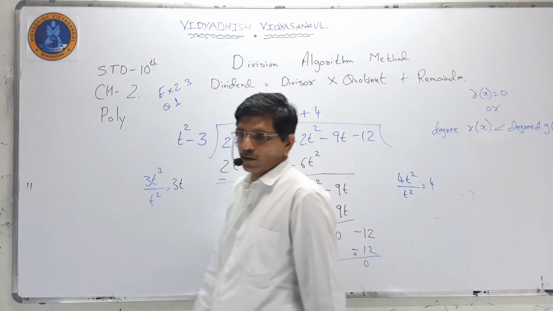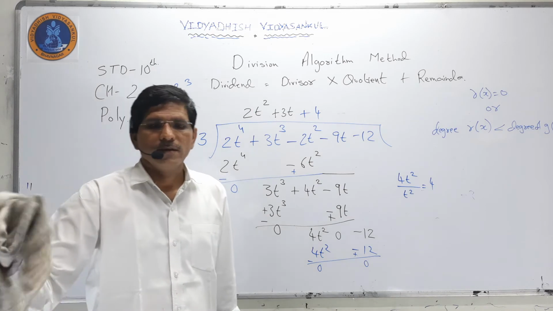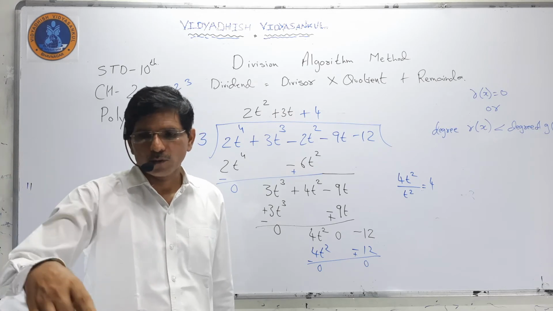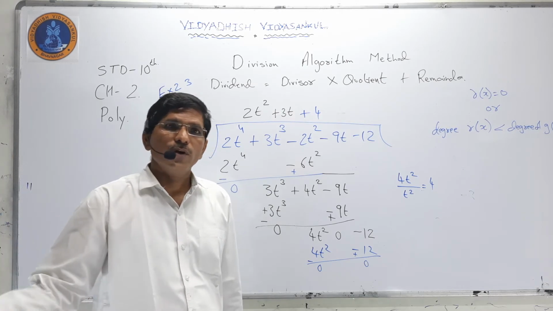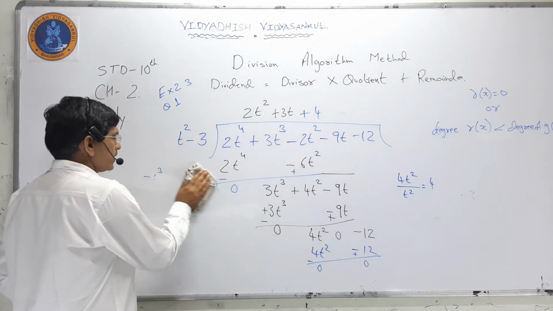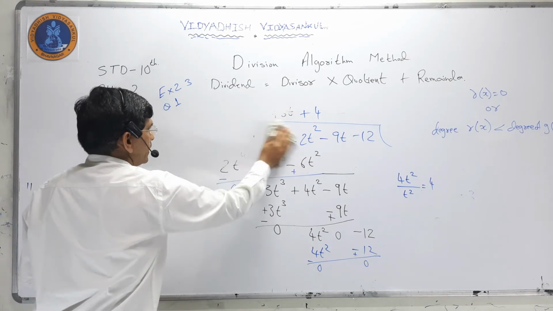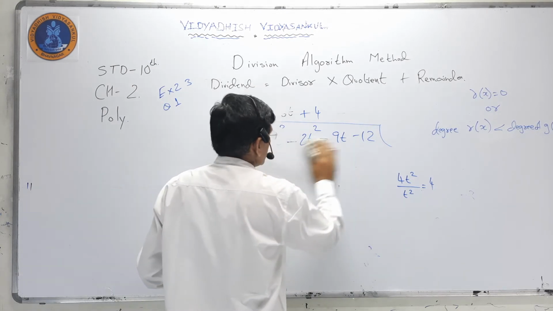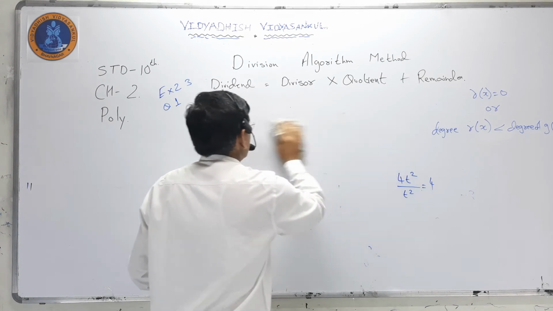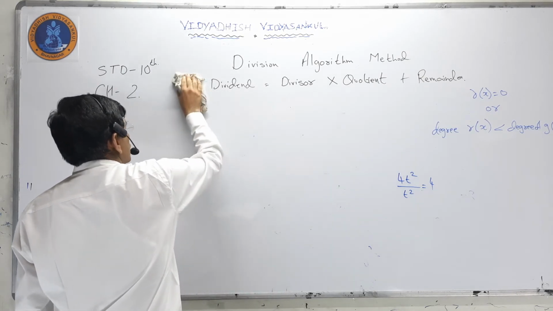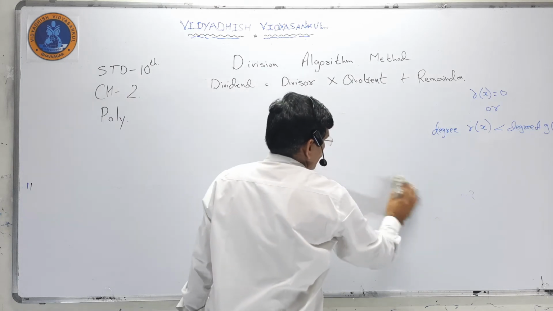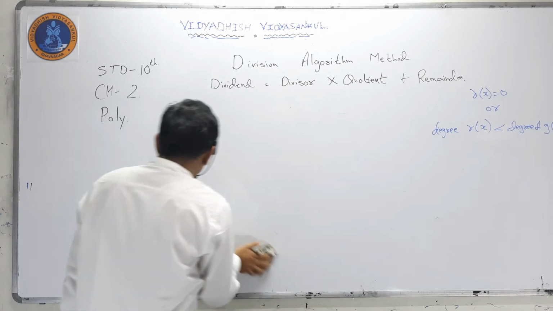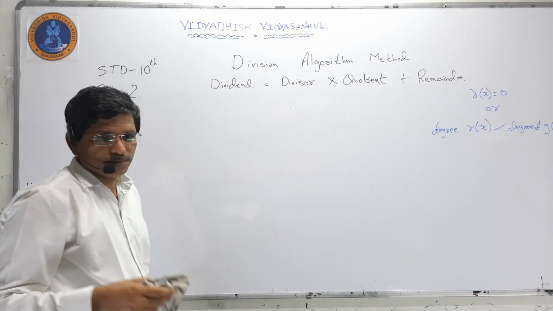So now one more method is remaining, that is how to find other zeros if 2 zeros are given. That is exercise 2.3. One question is there, but before we go through it, we have to understand one example also.